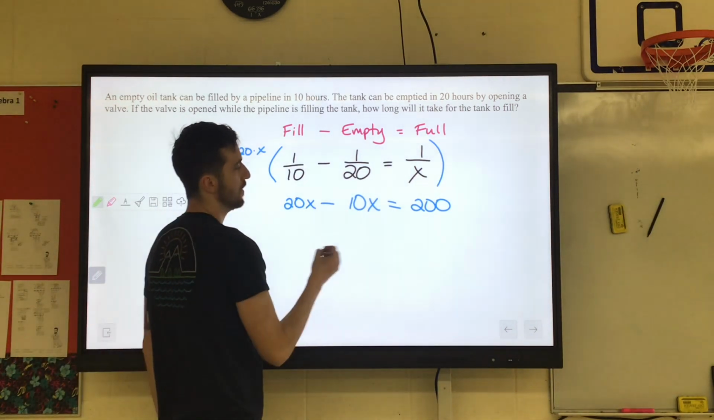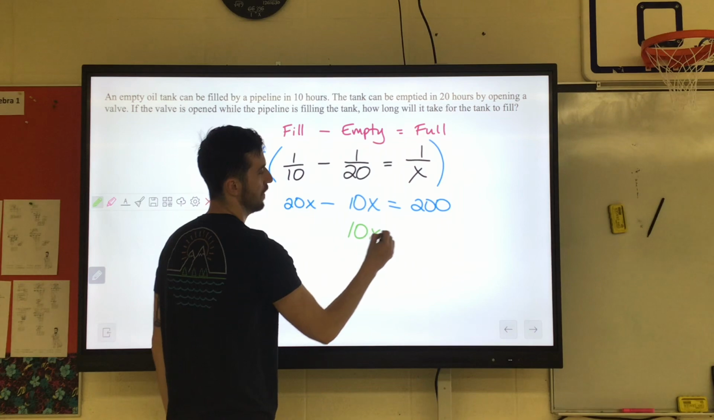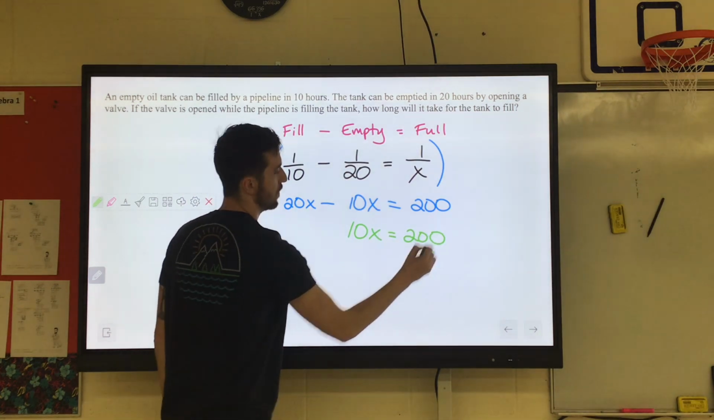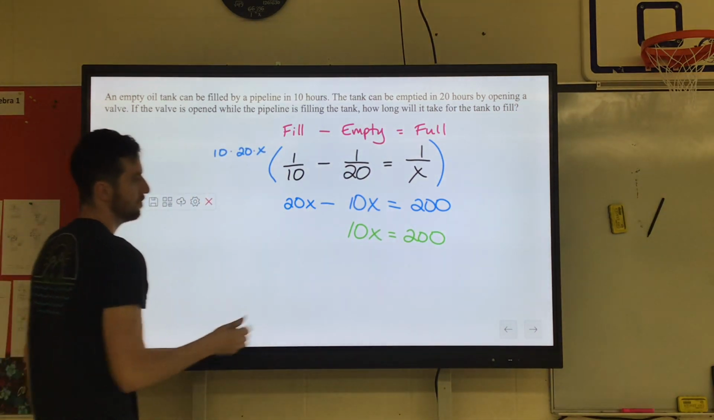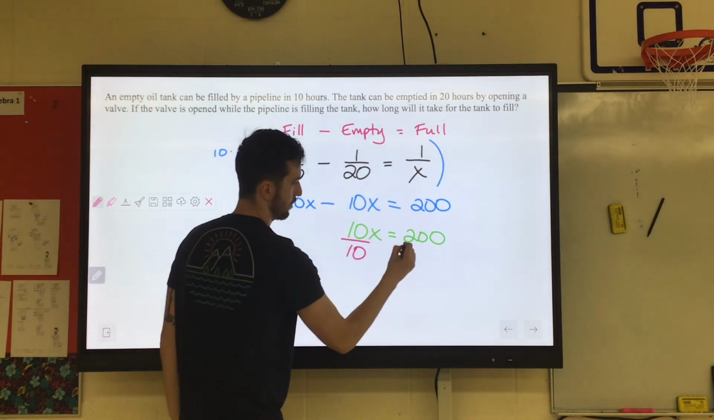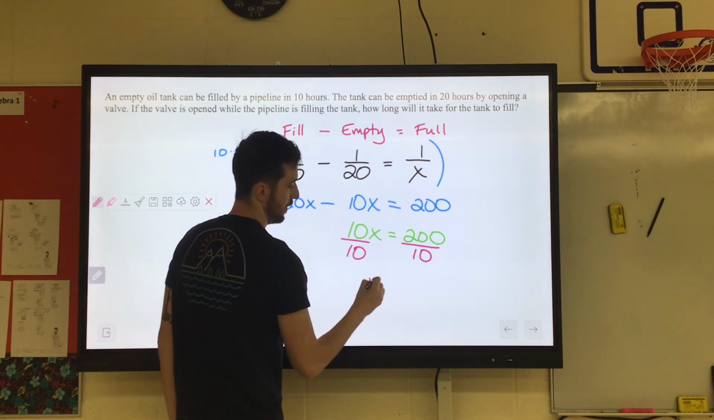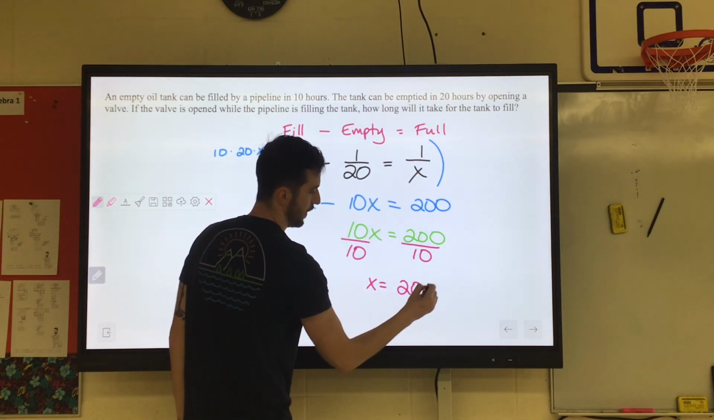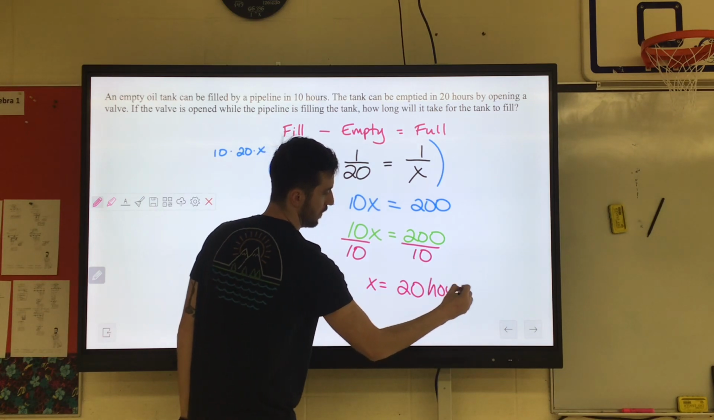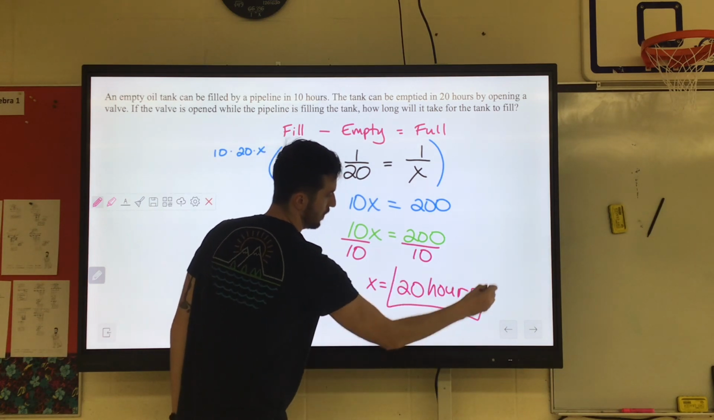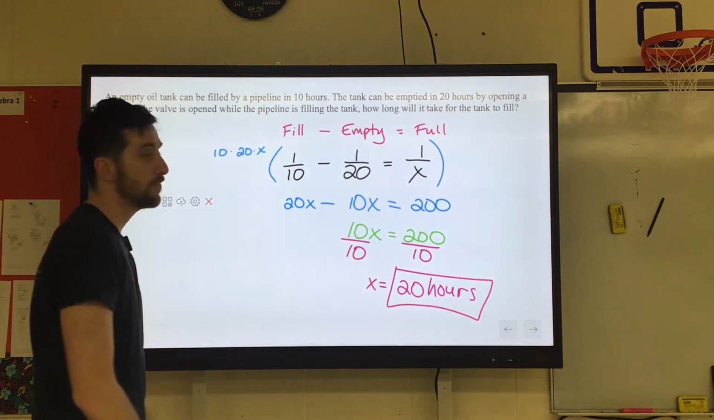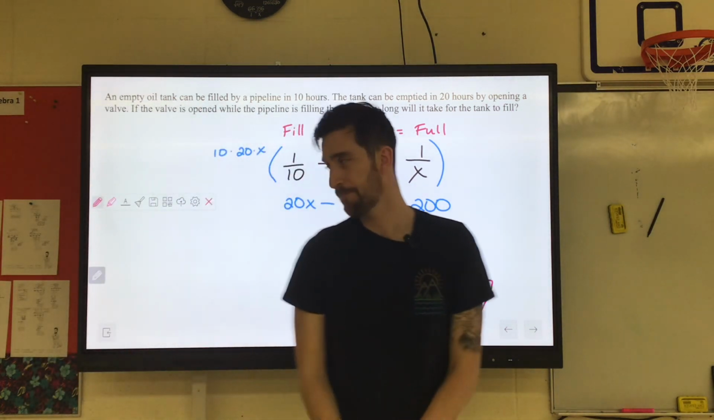So 20x minus 10x is 10x equals 200, and then we would divide by 10. X equals 20 hours. Nice. That was fun. Let's see what else we got.